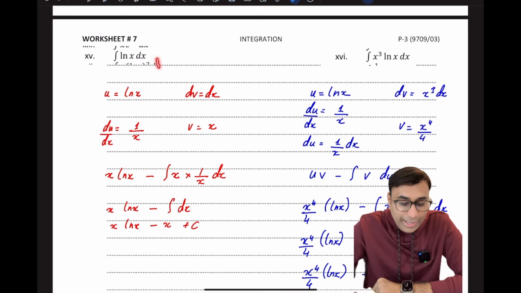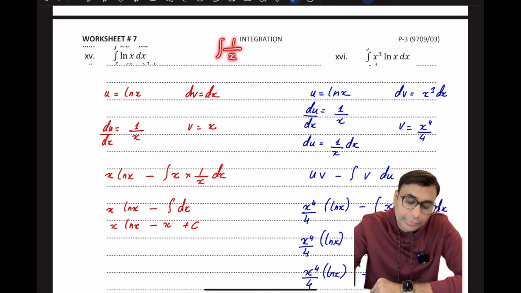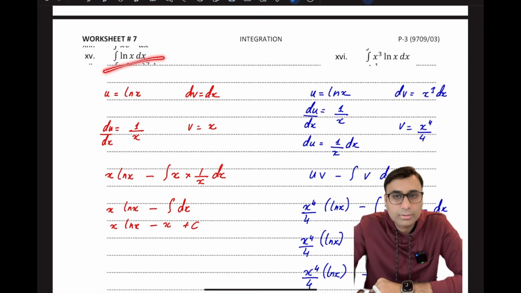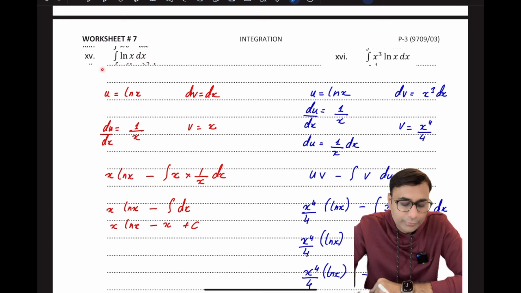Now, for ln functions, you have to recognize that you don't have a formula of integration of ln x. You have a formula for integration of 1 over x, and that integrates to ln x, and that may confuse you sometimes, but you don't have a direct formula of integrating ln x. So if you ever get an integral where you have an ln function, then you know you must be using integration by parts.